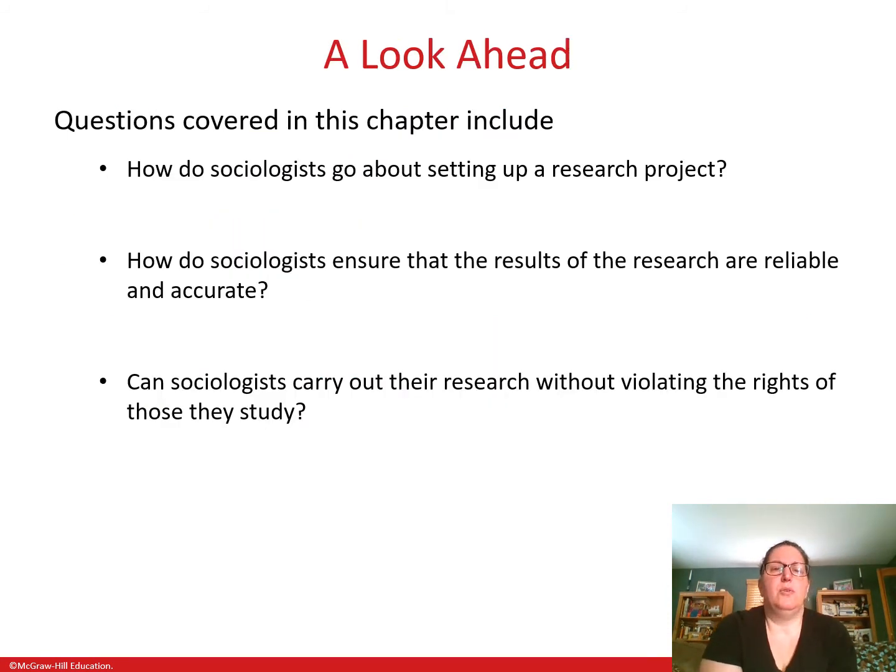Just a look ahead, questions that are going to be covered in the chapter include: how do sociologists go about setting up a research project? We do things scientifically, so we'll go through that method. How do sociologists ensure that the results of the research are reliable and accurate? We want to check for reliability and validity. And can sociologists carry out their research without violating the rights of those they study? So we have a code of ethics that we'll cover to see how we do that.